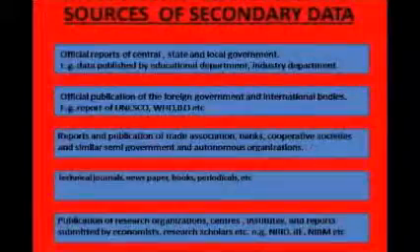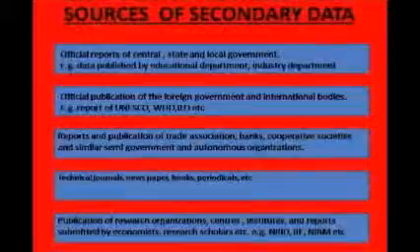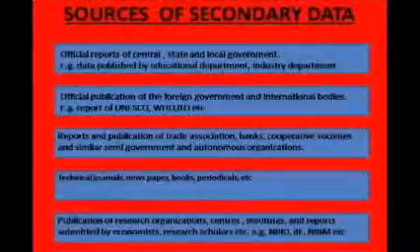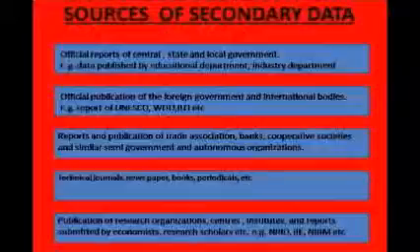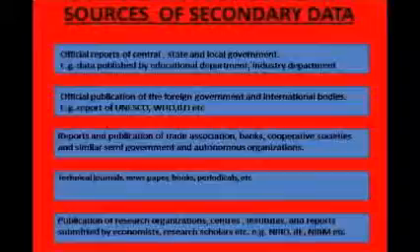First source is official reports of central, state, and local government. Second source is official publications of foreign governments and international bodies. Third source is the reports and publications of trade associations, banks, cooperative societies, and similar semi-government and autonomous organizations, technical journals, newspapers, books, periodicals, etc., publications of research organizations, centers, institutions, and reports submitted by economists and research scholars.